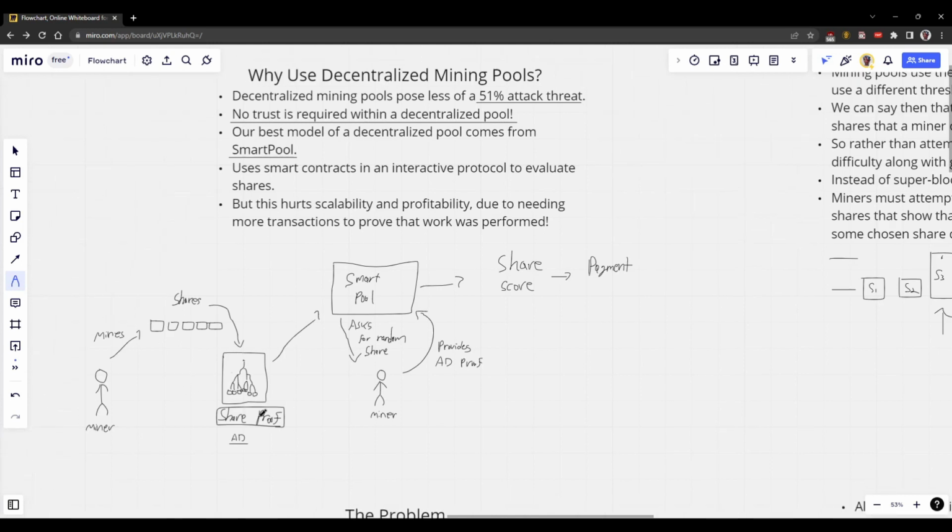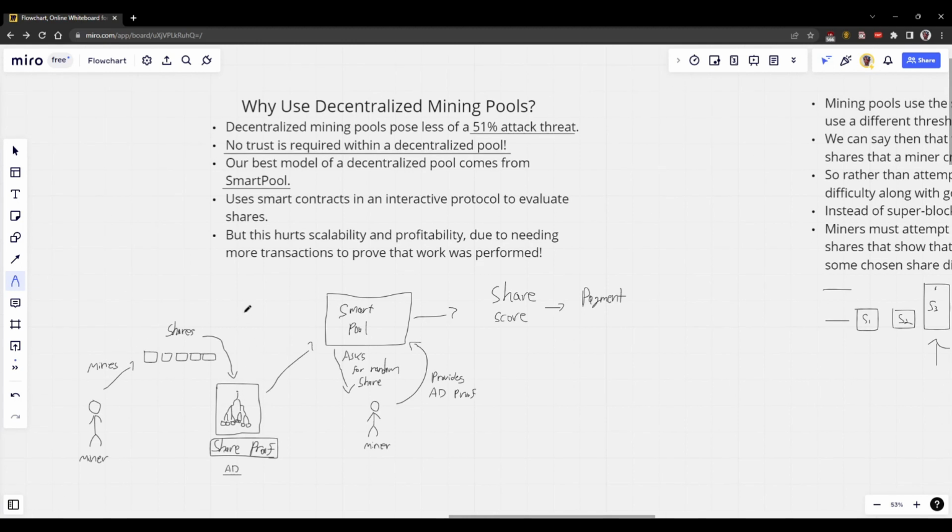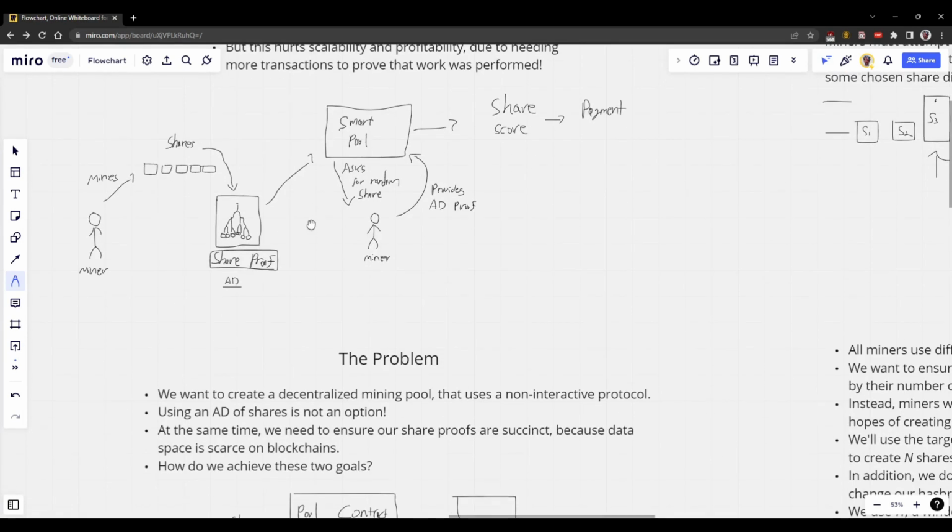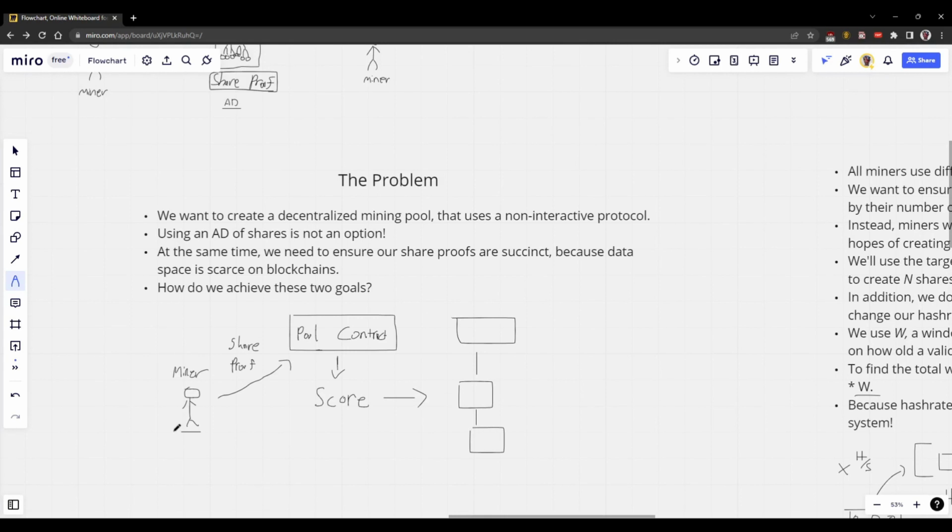So this is great, but let's try and get something that's more efficient because we need decentralized mining pools to be scalable and efficient because there could be hundreds, thousands of miners on a single pool. And we don't want to use something that's inefficient, which will then cause delays in payouts and possibly hurt profitability due to transaction fees. So really what we want is something that looks like this. The miner simply sends a share proof to the pool contract, which ends up spitting out a score and finally becomes a payment on the blockchain.